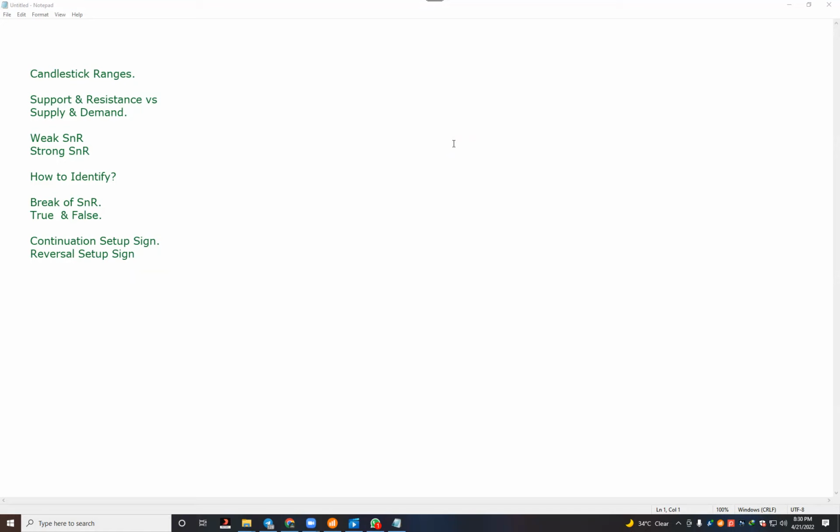Okay, so today our lessons start. First of all, we are going to learn about the candlestick ranges. In the candlestick ranges, we will be able to identify which candle is strong, which candle is neutral, and which candle is just bullish or bearish. So these ranges are very important to know.